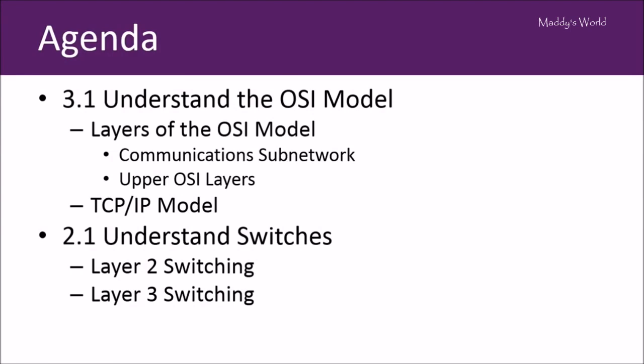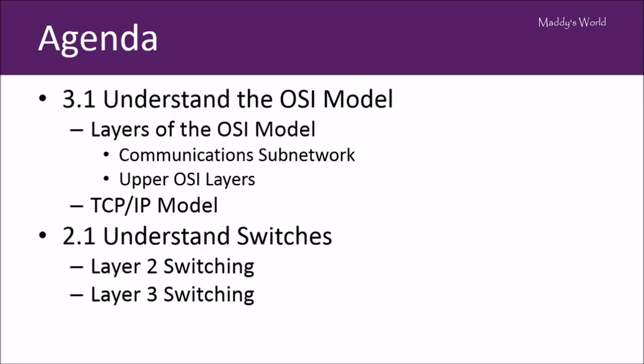Objective 3.1, understand the OSI model. Talk about the different layers in this reference model, specifically the communications subnetwork, and then also its upper layers as well. We're splitting it into two halves. We're going to also review the TCP/IP model later in our presentation. Okay, so don't hold it against me that we're not going to go directly to that.